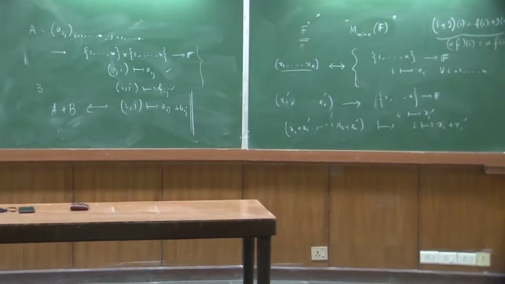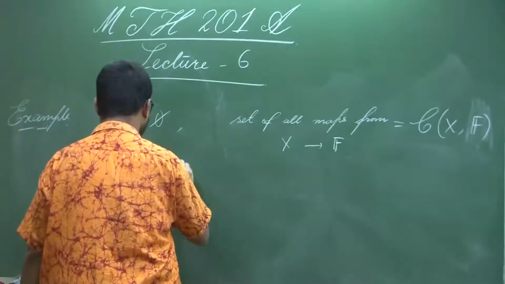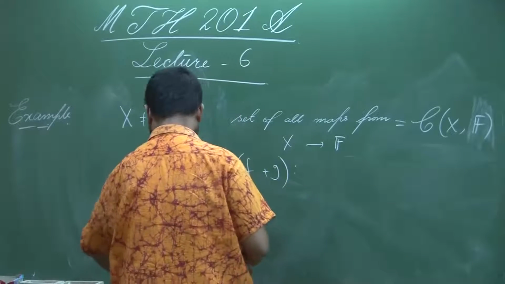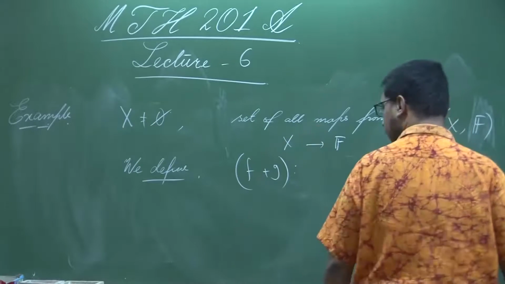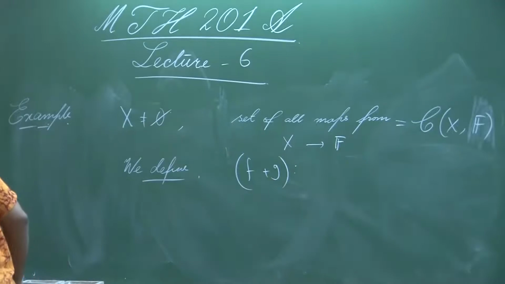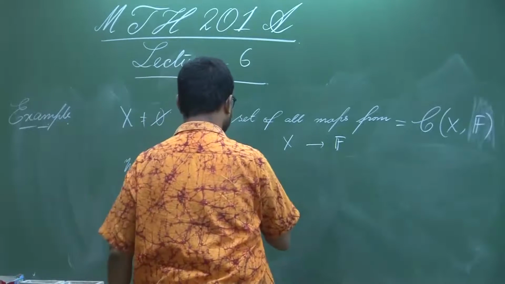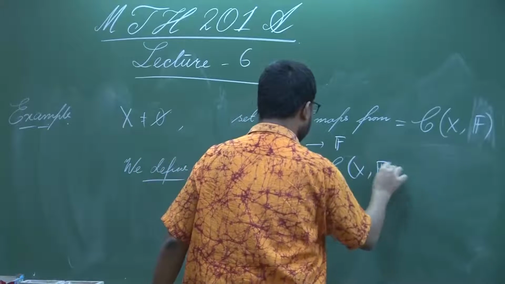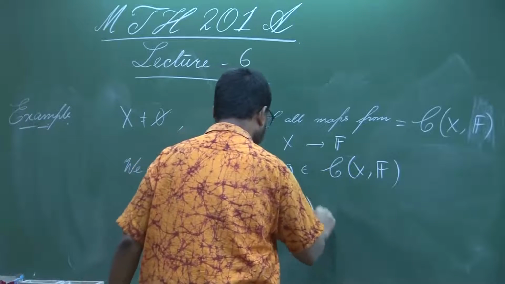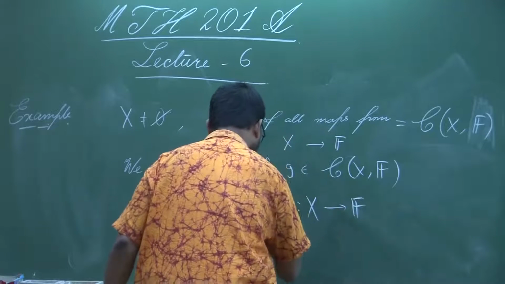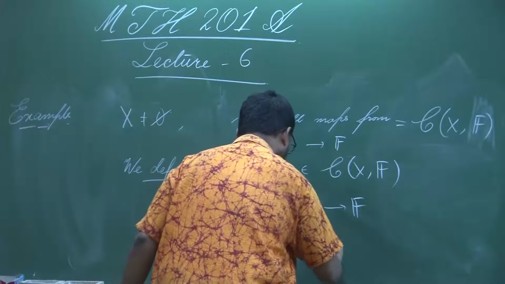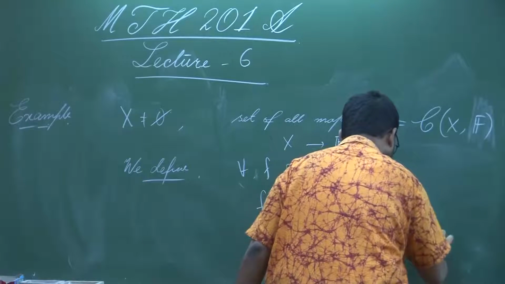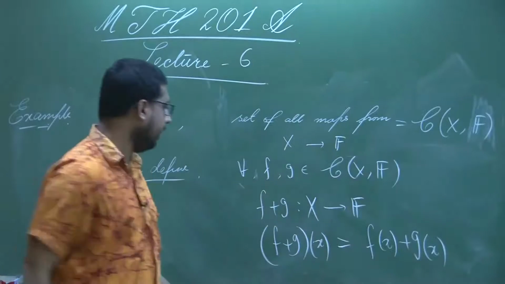So, we define, for given functions f and g in C^X(F), f + g to be the function from X to F defined as follows: the value of f + g at a given point x is obtained by adding the values of f and g at the given point x.